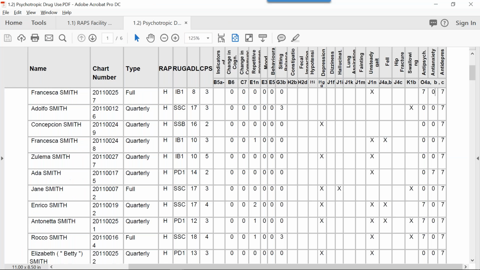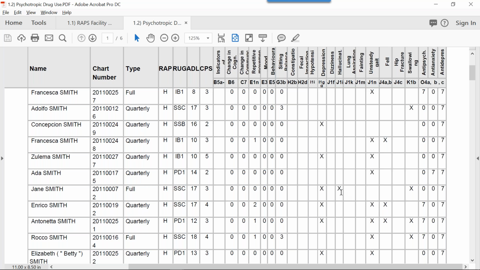And then I can run the second report to find out exactly who the people are and what other factors are impacting this individual. The other thing you might notice here is it's not the same for everybody. I mean, we have people here with unsteady gait and falls, right? We've got people here with signs of depression and hallucination.